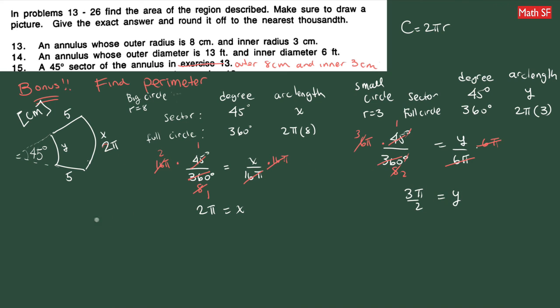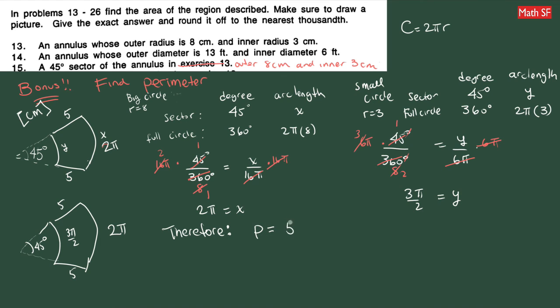Everything's in centimeters. So if I rewrite this neatly, the 45 is here. The arc is 2 pi, and this one here should be 3 pi over 2, and these should be 5 and 5. Therefore, the perimeter P is equal to 5 plus 2 pi plus 5 plus 3 pi over 2. The perimeter will be 10 plus 2 pi plus 3 halves pi.